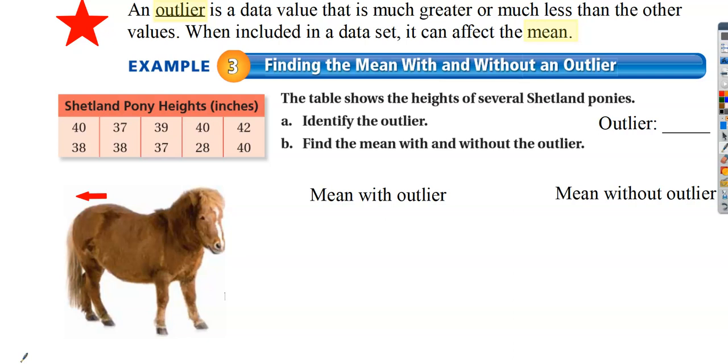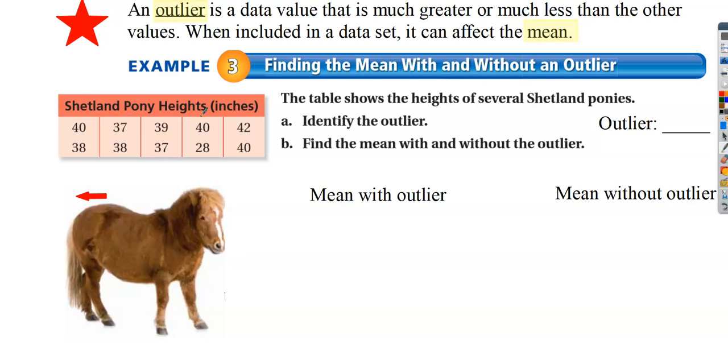Again, we're just using a little bit of logic and common sense. We're not going to make it too mathematical. The idea is I want you to find the mean with the outlier and without the outlier. So for example 3, first we're going to look at the data set. There are these cute little Shetland ponies, and this is how tall they are in inches. Those are small horses, well, ponies.